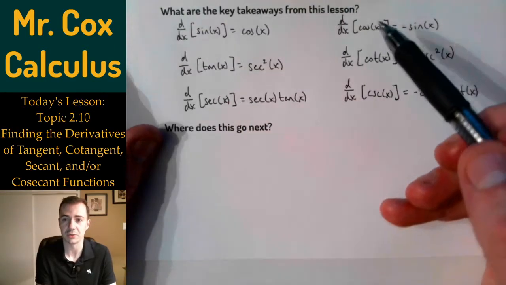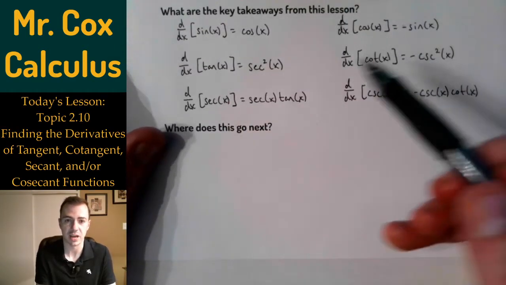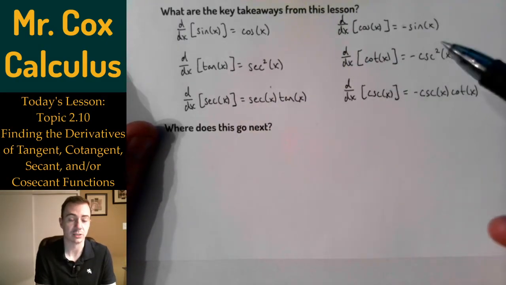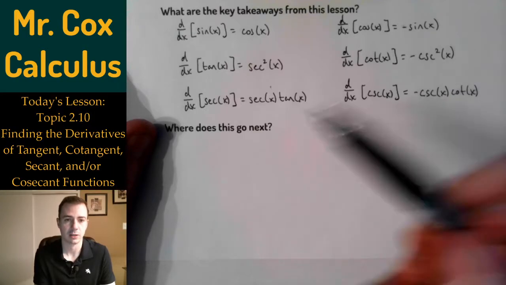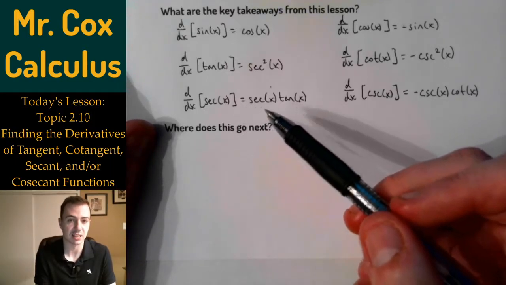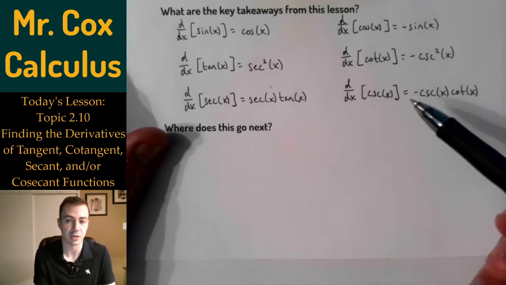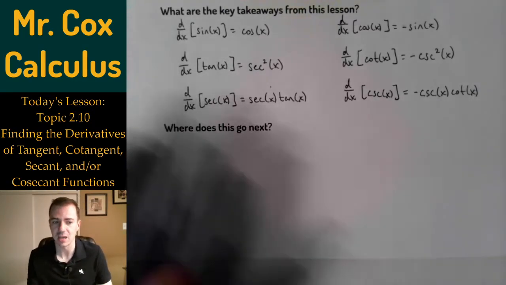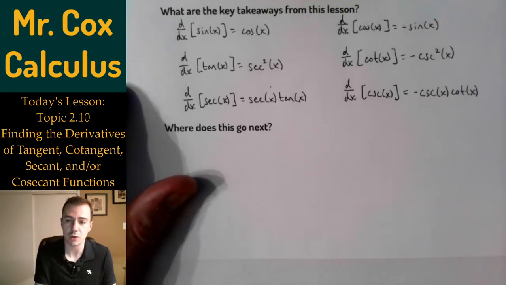Derivative of sine is cosine. Derivative of cosine is negative sine. Derivative of tangent was secant squared. Cotangent was negative cosecant squared. And then secant x comes out to be secant x tangent x, whereas cosecant comes out to be negative cosecant cotangent. So there are some nice patterns that emerge in terms of trying to know these.